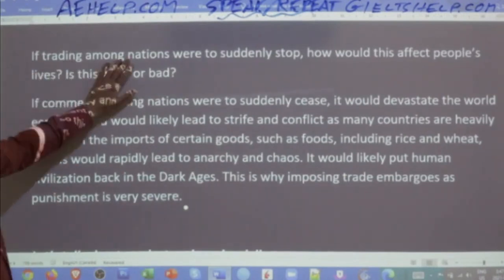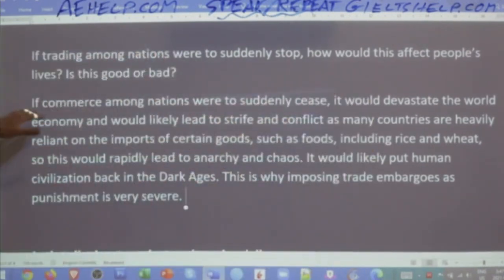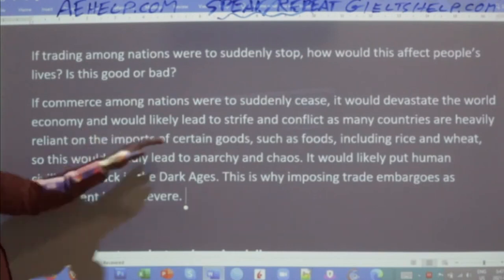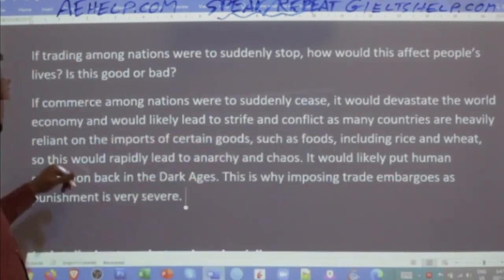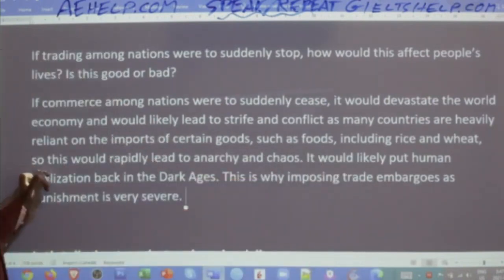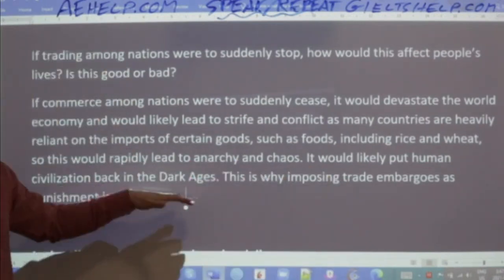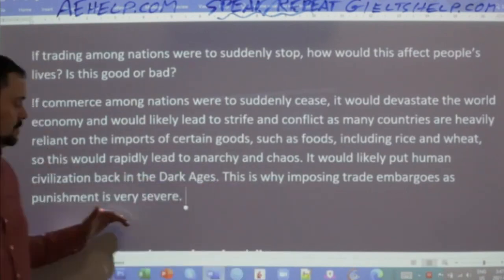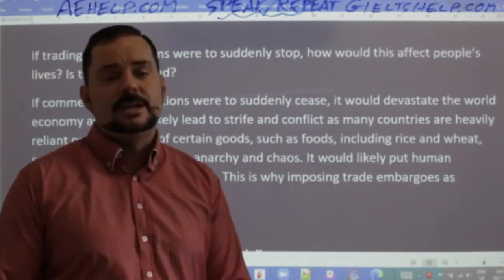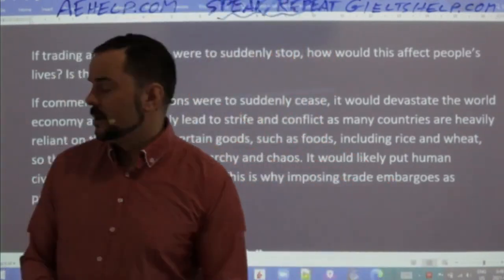Repeat after me. If trading among nations were to suddenly stop, how would this affect people's lives? Is this good or bad? Well, if commerce among nations were to suddenly cease, it would devastate the world economy and would likely lead to strife and conflict, as many countries are heavily reliant on the imports of certain goods, such as foods, including rice and wheat. So this would rapidly lead to anarchy and chaos. It would likely put human civilization back in the Dark Ages. This is why imposing trade embargoes as punishment is very severe. Okay? Trade embargoes basically means to stop a nation from being able to trade certain goods or commodities with other nations.